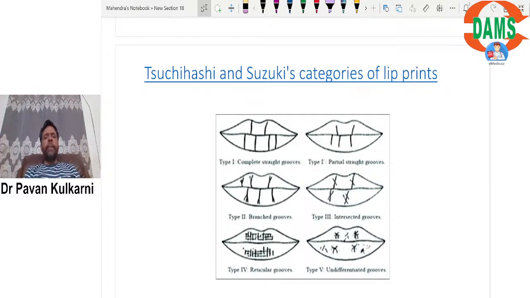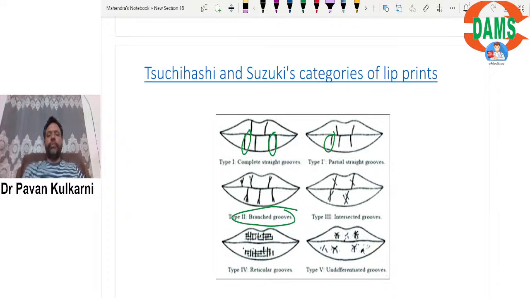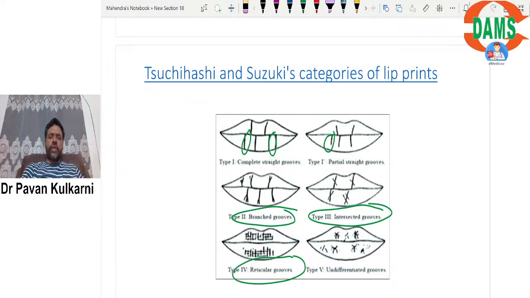Complete straight. That means complete, the grooves are present over the entire lip. Whereas if they are partially present, and in some part of the lip you will not see the lip prints, they are called partial straight grooves. Then you have branched grooves, that is type 2. You have intersected grooves, that is type 3. You have reticular grooves. Reticular means they form a network.